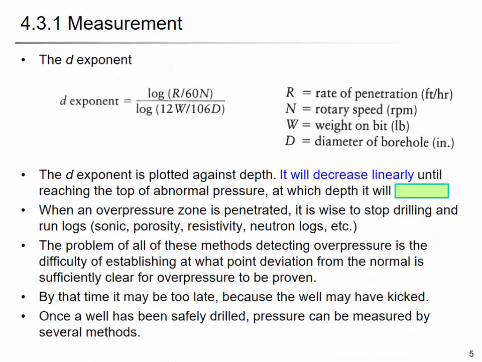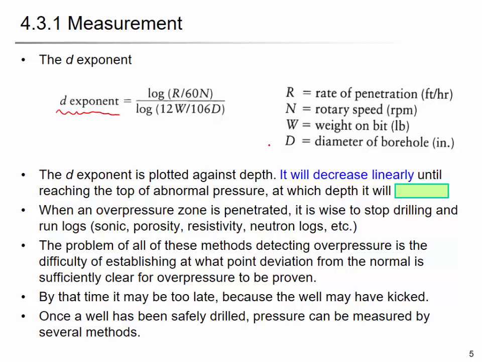Okay. And for the overpressure, to detect overpressurization, people use this D exponent, which I think is the abbreviation of the drilling exponent. This drilling exponent is a function of R and N. R is the rate of penetration, N is the rotary speed, so it's RPM, W is the weight of bit, and D is the diameter of the borehole.